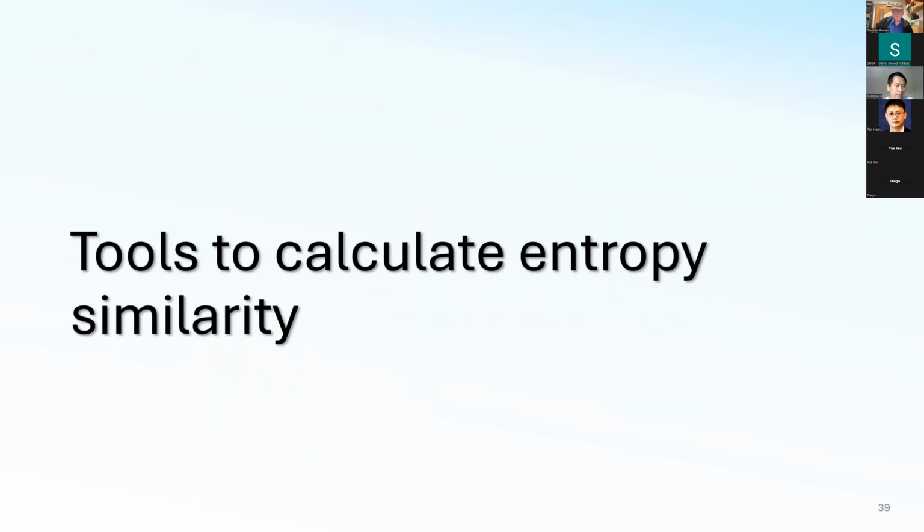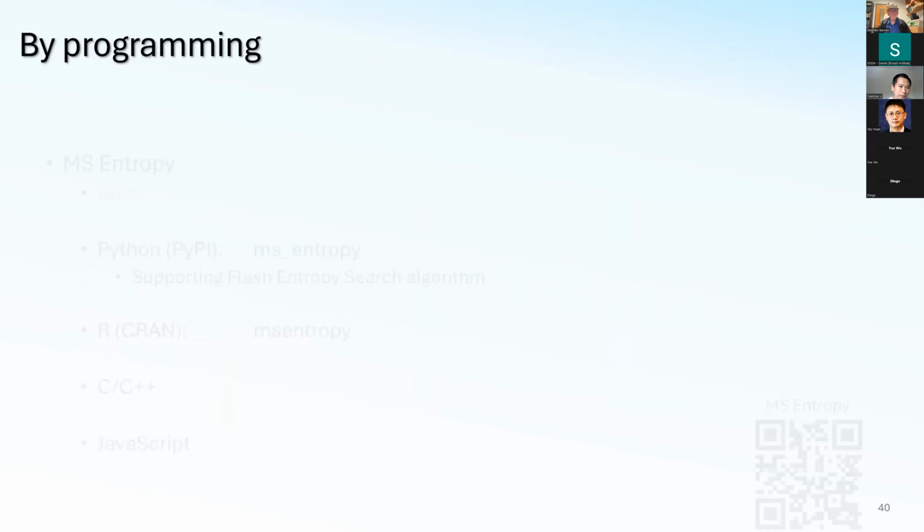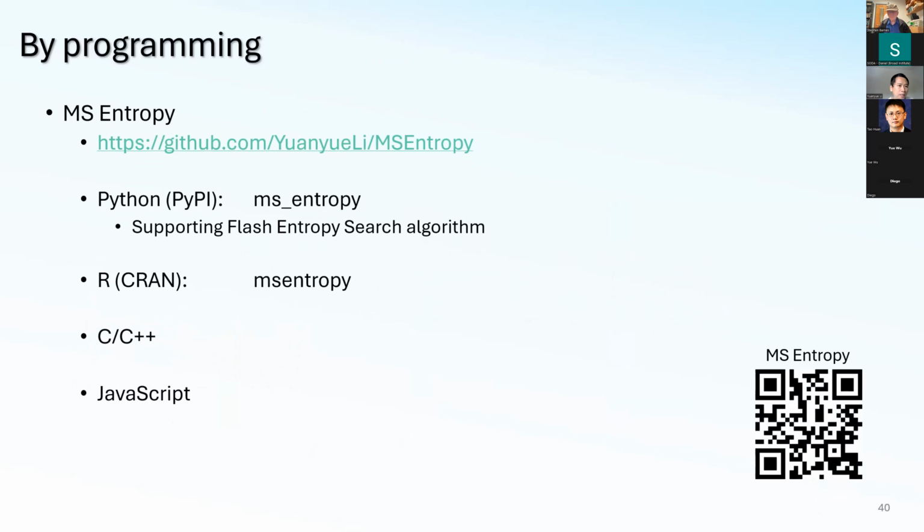Okay, here I also want to show you the tools to calculate entropy similarity. If you write a program, you can use the MS entropy package. You can download it here, and it now supports Python, R, C, and JavaScript. Unfortunately, for the flash entropy search algorithm, you can only use the Python package. But if you only want to calculate spectral similarity, you can use R, C, and JavaScript. You can download the package here, or from the Python PyPI or CRAN.